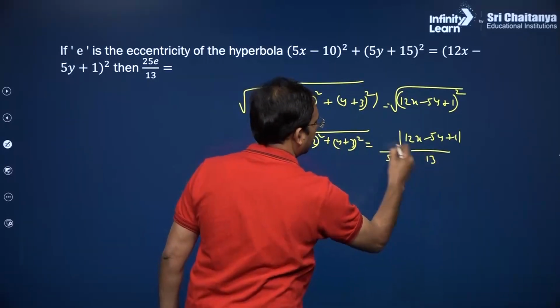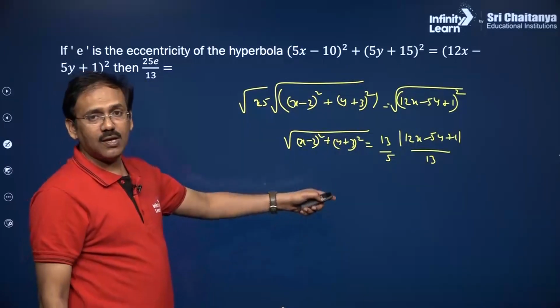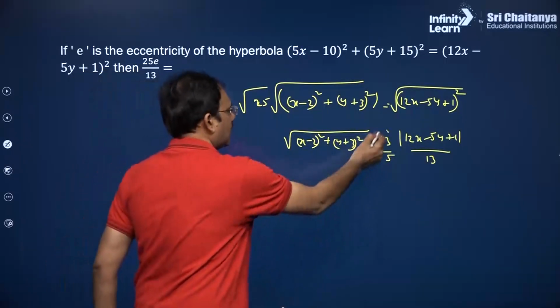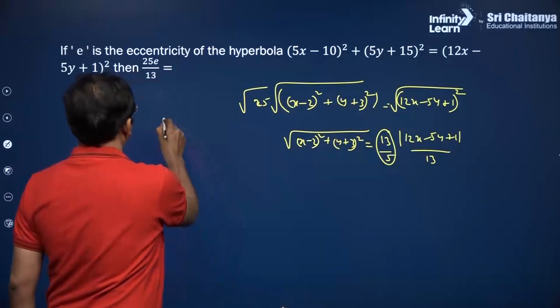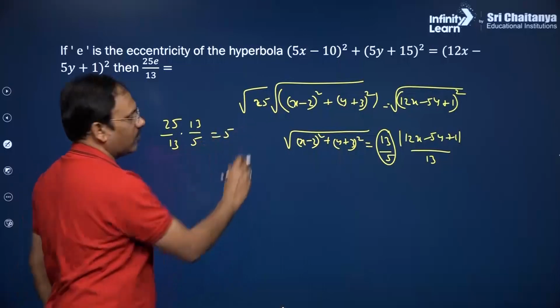Actually, it must be 13 here. If it is 13, SP is equal to e into PM. So, this is going to be the eccentricity 13 by 5. So, 25 by 13 into 13 by 5 will give you 5, my dear friends.